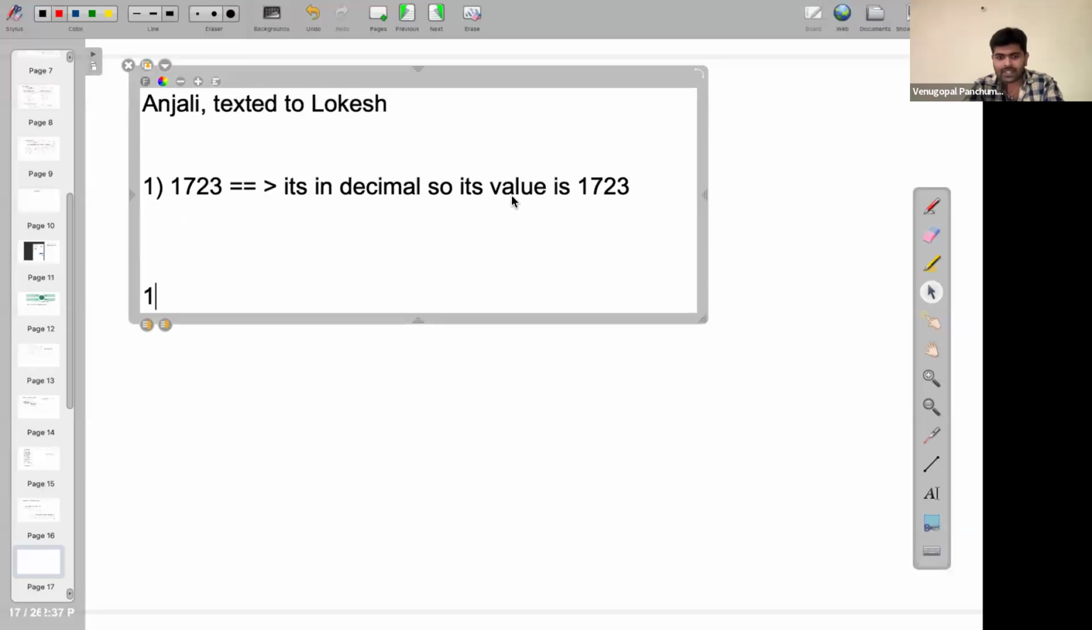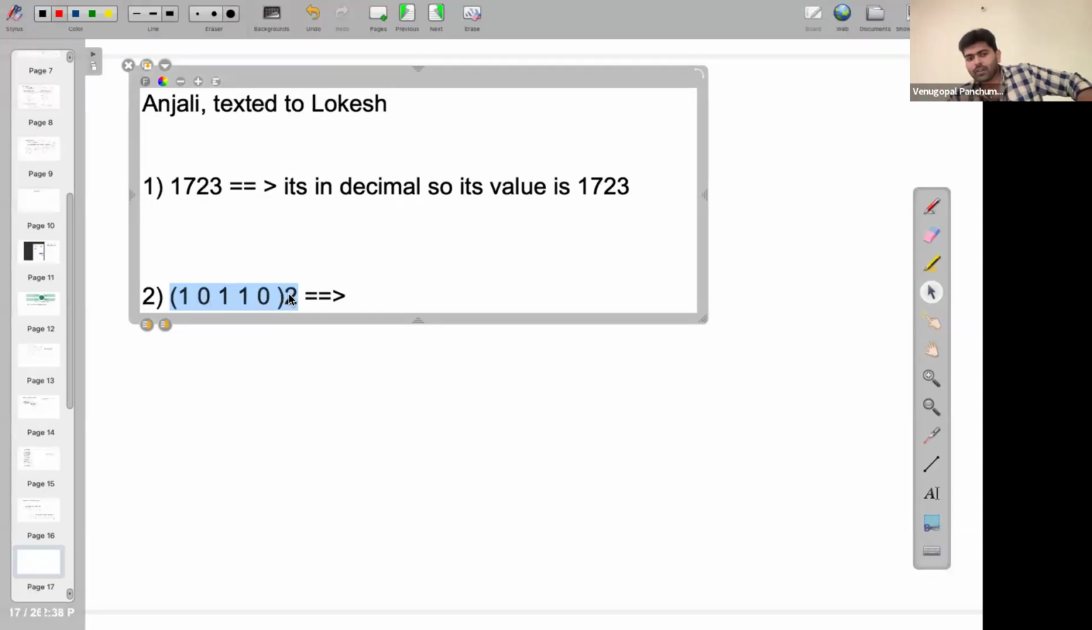What if she sends it like this: 1 1 0 1 0 base 2. Now he needs to understand which base it is. So it's in base 2, correct. So she texted like this, and now Lokesh needs to understand, okay, send a recharge of this much. Anjali put a base 2 and texted to Lokesh, asking for this much recharge.